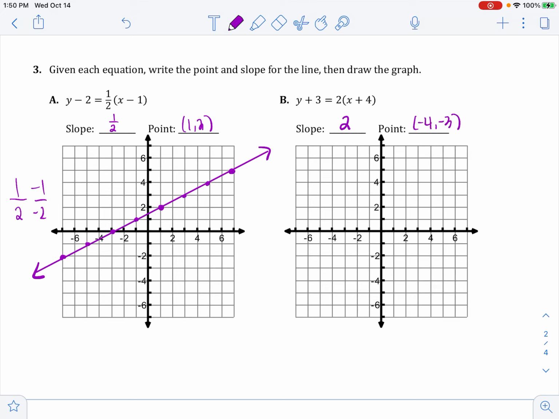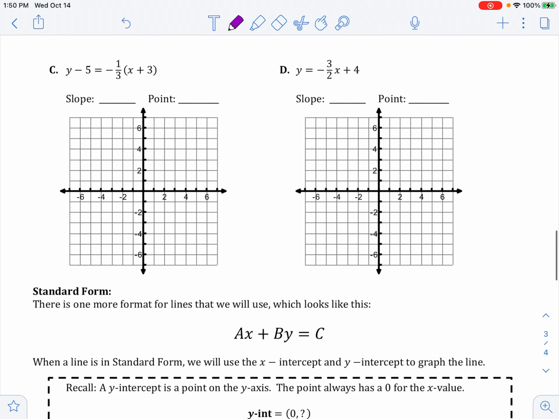All right, my slope here is 2. My point is -4, -3. So I'm going to go -4, -3 first. And then my slope is 2, which is the same thing as 2/1, which is the same thing as -2 over -1. So I'm going to go up 2, right 1, up 2, right 1, up 2, right 1. And I'll also go down 2, left 1. And these are my points.